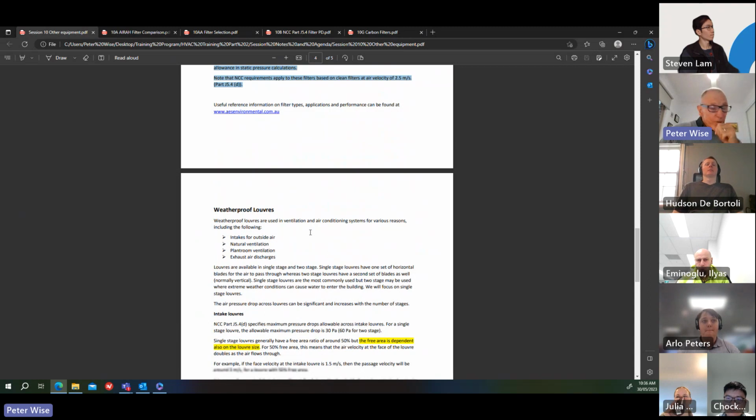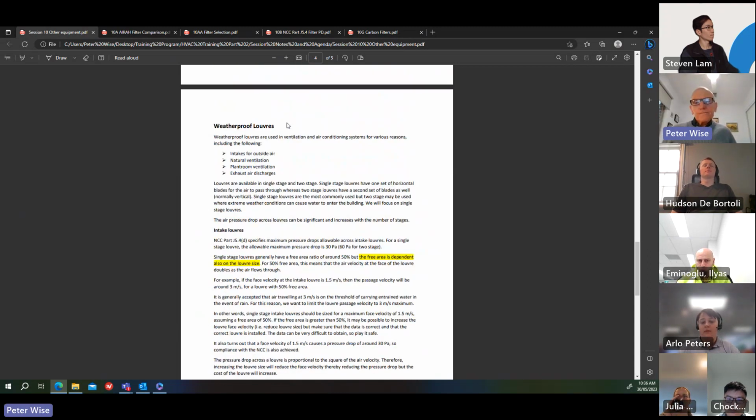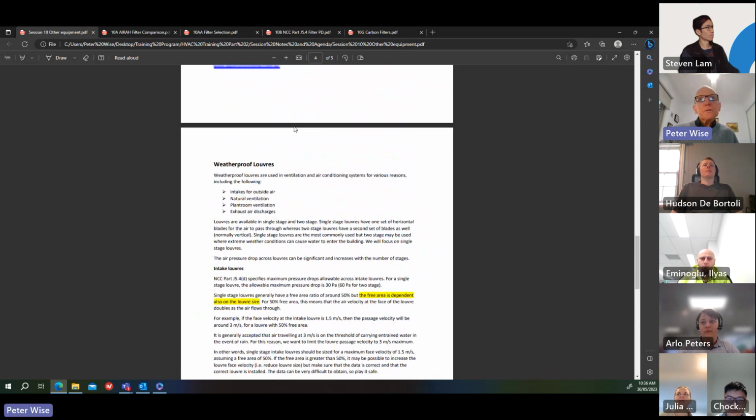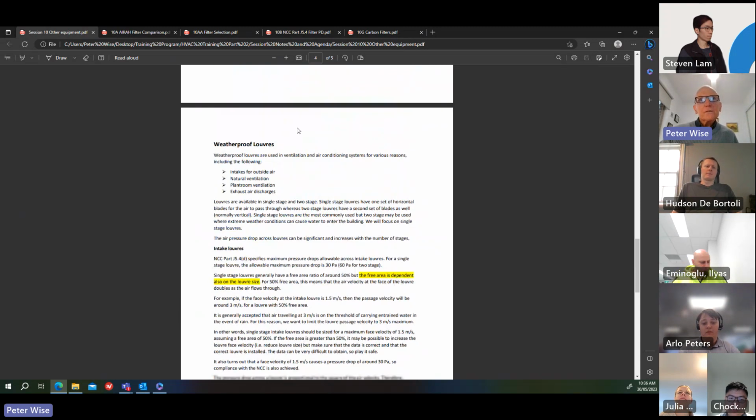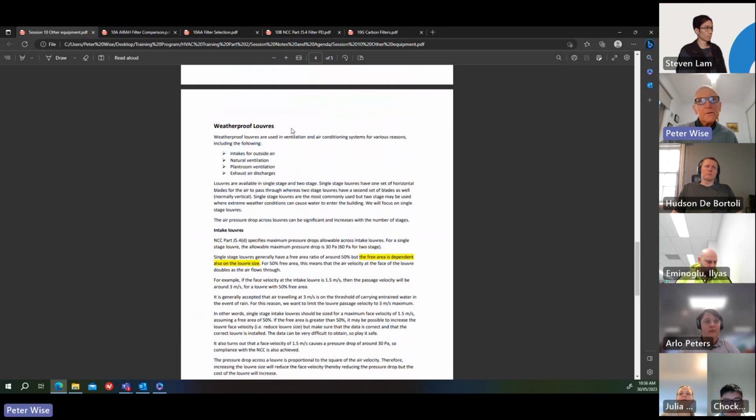Another thing we come across quite often are weatherproof louvers. The reason I'm mentioning these things is because there's always tricks with these things that you need to be aware of. So I'm just trying to help you understand that it's not just pick a size and she'll be right. It's not that simple. Weatherproof louvers are used in ventilation and air conditioning systems for various reasons, including outside air intakes, natural ventilation. So you've got a warehouse, a factory, you might use louvers to ventilate the factory. Plant room ventilation, exhaust air discharges. I'm sure you've all come across filters. What I'm going to try and do is give you a little bit more insight so that you don't get into trouble with sizing of filters, because it can be tricky.